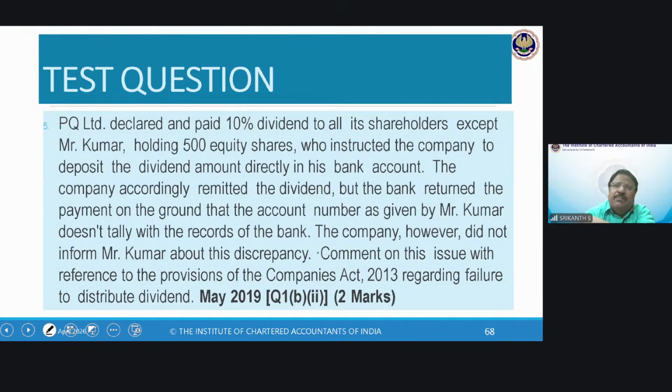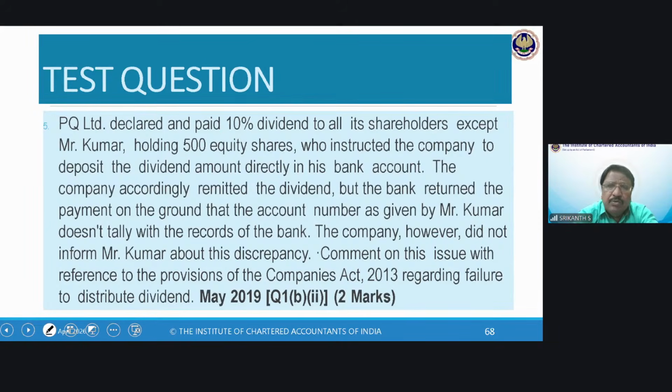PQ Limited declared and paid 10% dividend to all its shareholders, except Mr. Kumar, who holds 500 equity shares, who instructed the company to deposit the dividend amount directly in his bank account. The company accordingly remitted, but the bank returned the payment, and the account number as given by Mr. Kumar doesn't tally with the records of the bank. See, whose fault is that? But be careful. He gave you an instruction. You could not comply with it. Did you inform him? No. The company did not inform Mr. Kumar about this discrepancy. Can it become a sort of exemption? The answer is no.